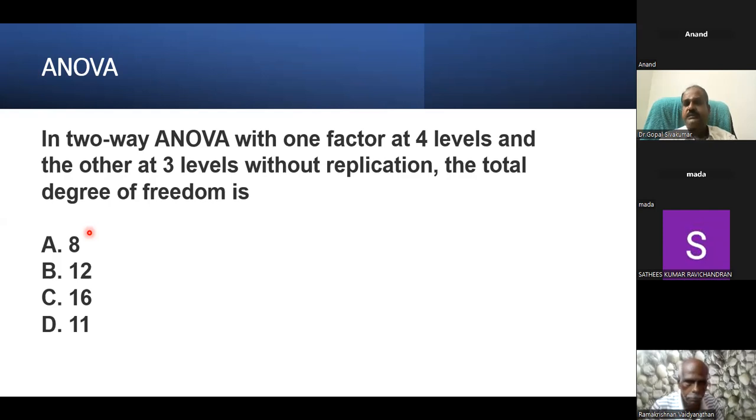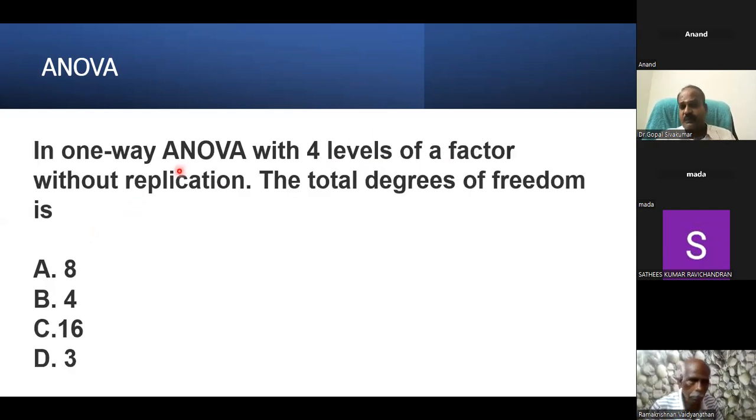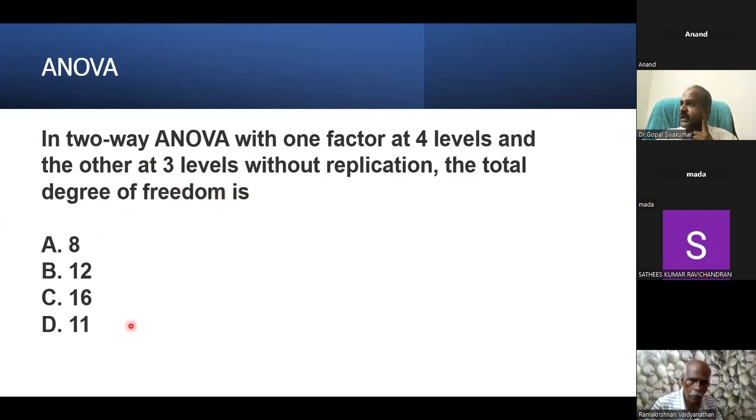Total number of experiments minus 1. 4 into 3 minus... 4 into 3 is 12. 12 is the total number of experiments. 12 minus... what happened? Question changed. Okay, 12 minus 1, 11 is the correct answer.